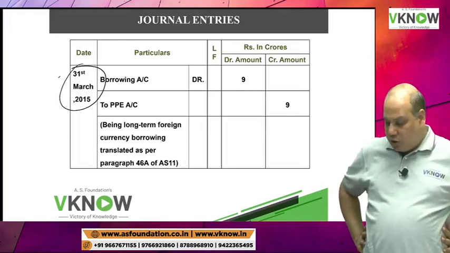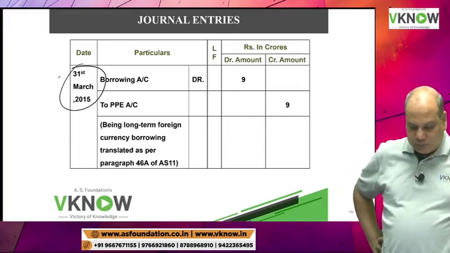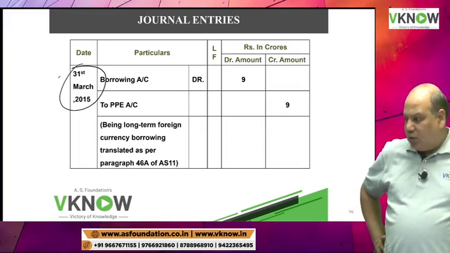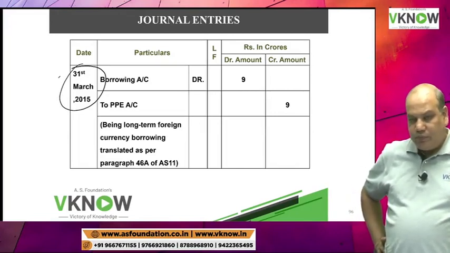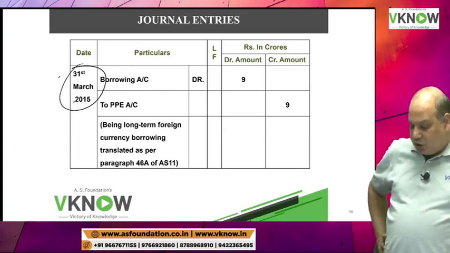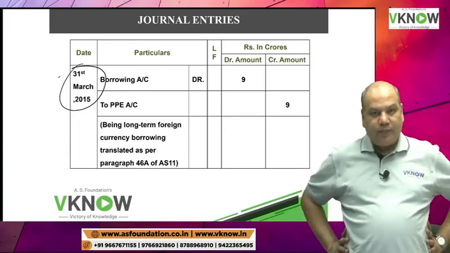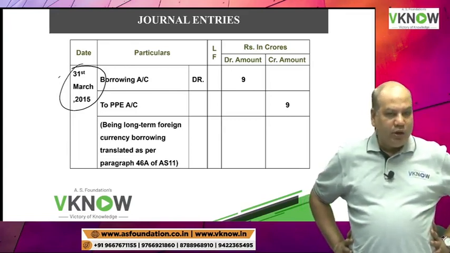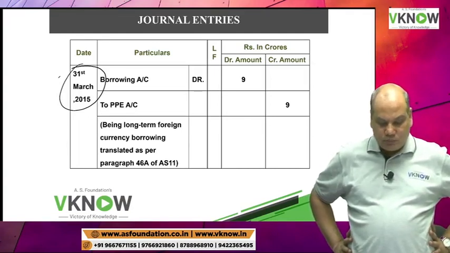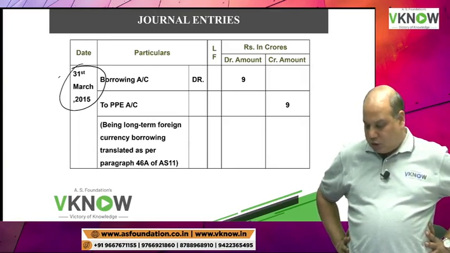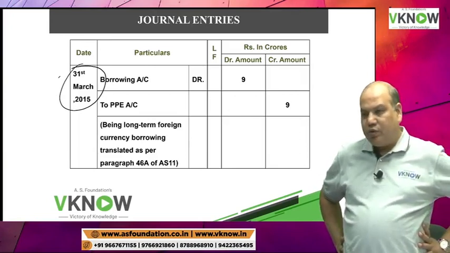Entry: borrowing account debit 9 to PPE account 9. Narration homework.